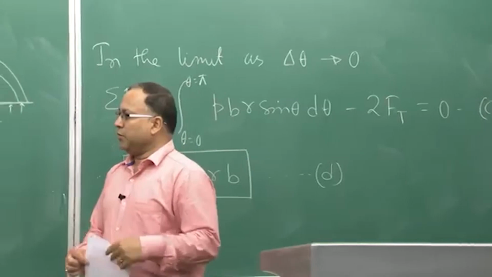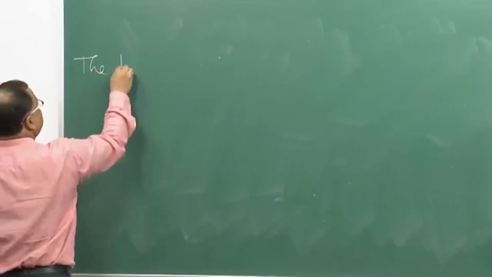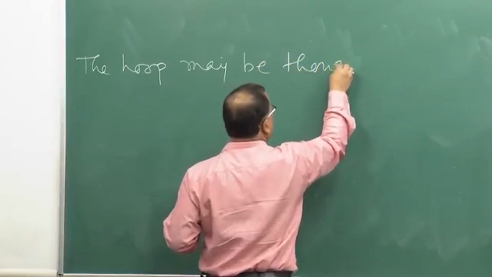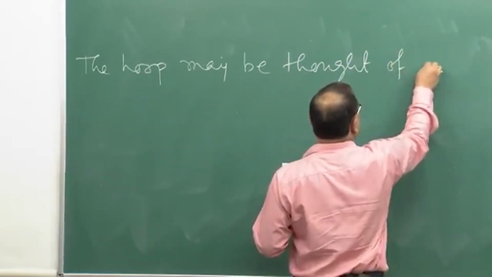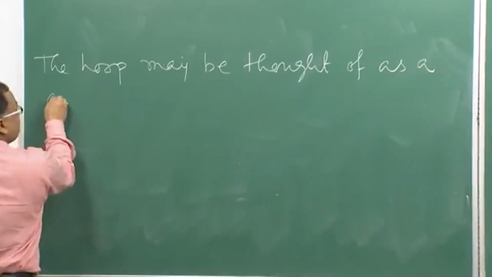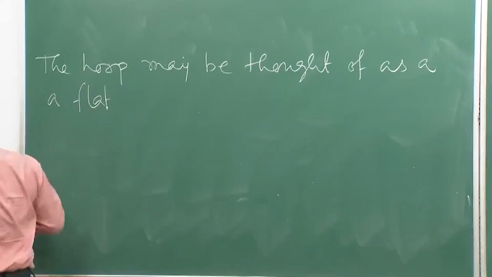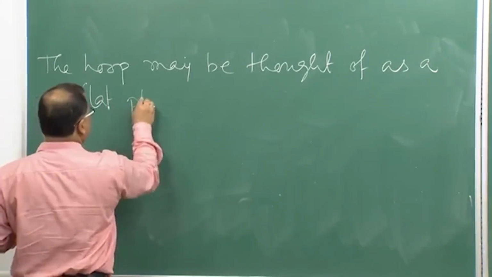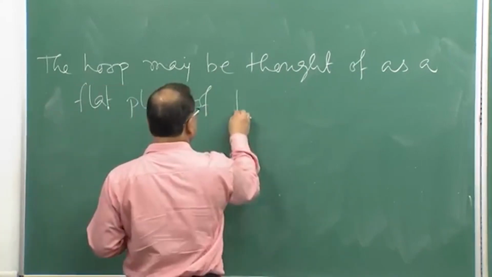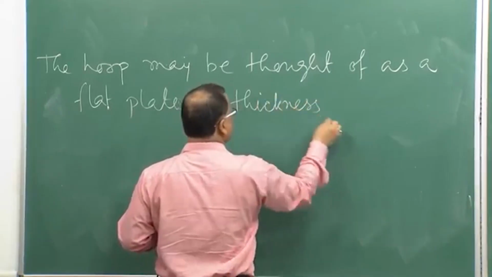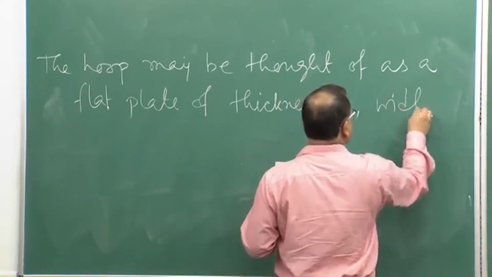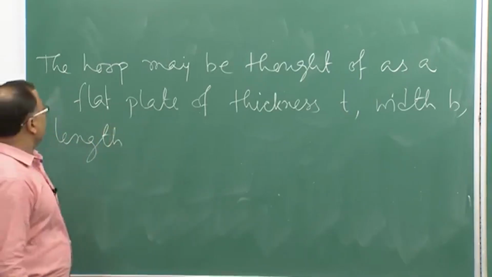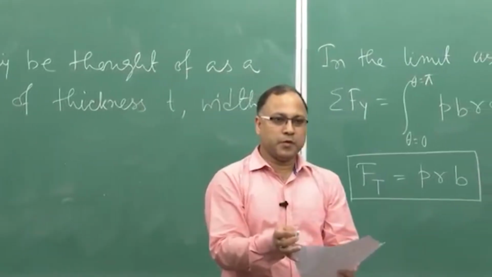Okay? Fine. So, now the hoop may be thought of as a flat plate of thickness, say t, with width B and length L. So, this hoop, you have the hoop, circular hoop.